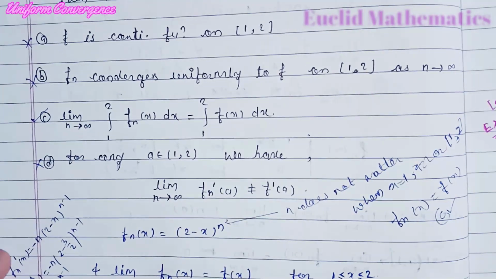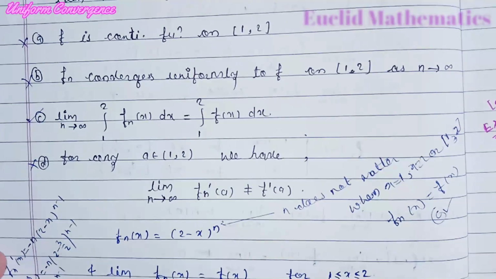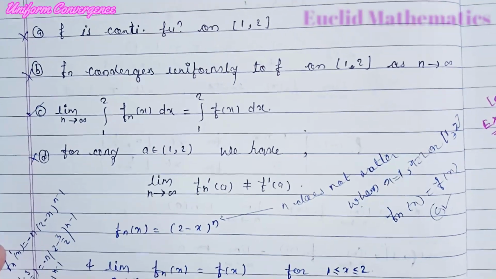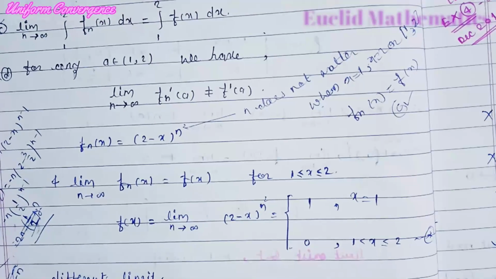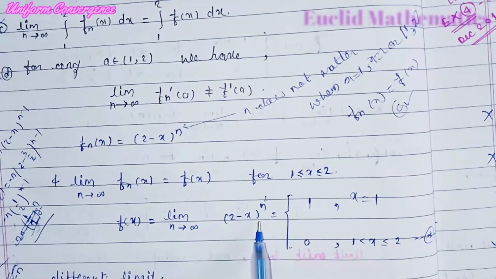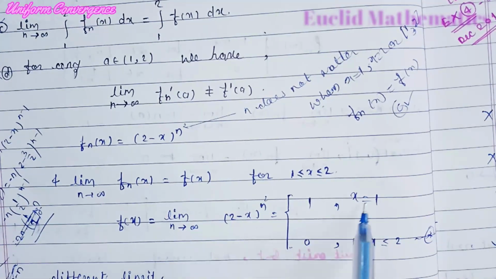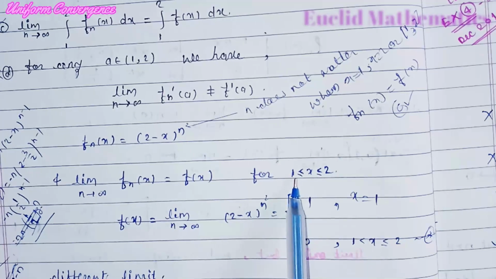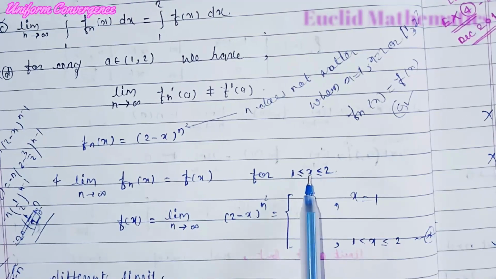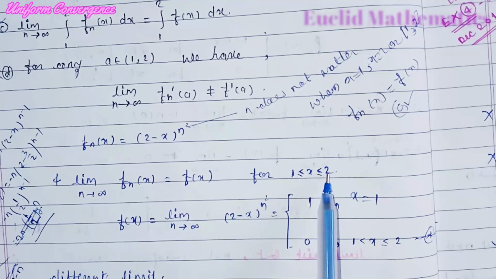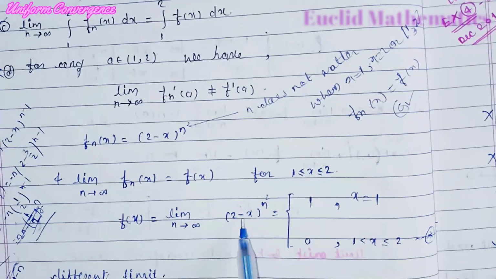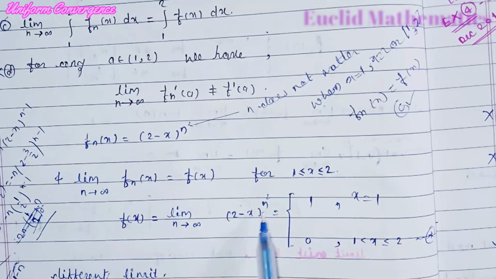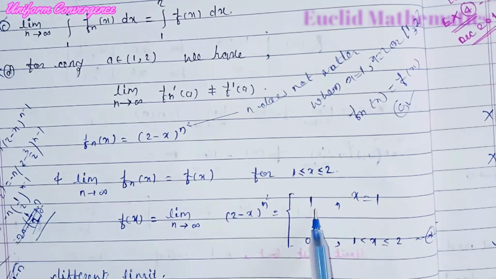So let's go for the continuity of the function. When we apply the limit as n tends to infinity of fn(x), we get (2 - x)^n. We have the closed interval [1, 2], which means x contains the value 1 as well as the value 2. At the endpoint, when x is 1 and n tends to infinity, 2 minus 1 is 1, and 1 raised to infinity, that means 1 raised to any power, remains 1.